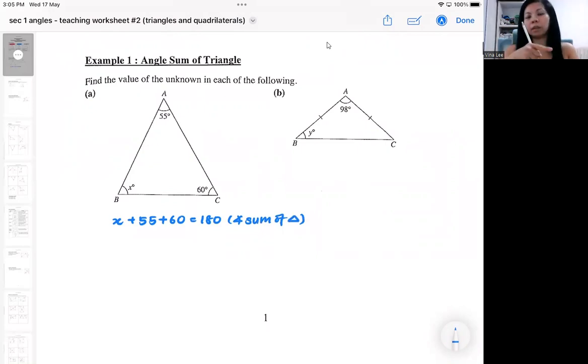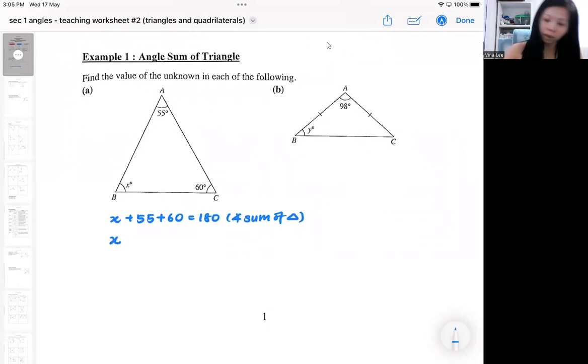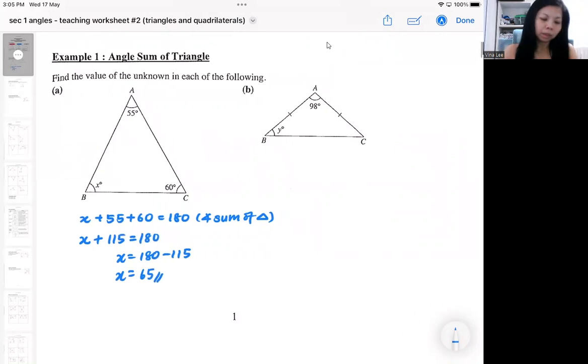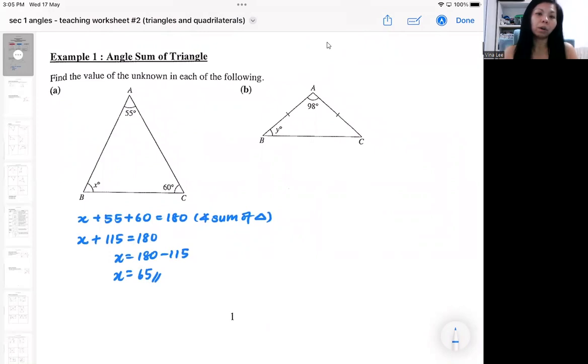So in the same thing like the previous teaching worksheet, you will form an equation first, then you do your normal algebra, and then you do like subtracting both sides to find the x. So the first line that you form must come with the property. So this property where the three angles add up is called angle sum of triangle. It will be a very basic property that you will need to use.